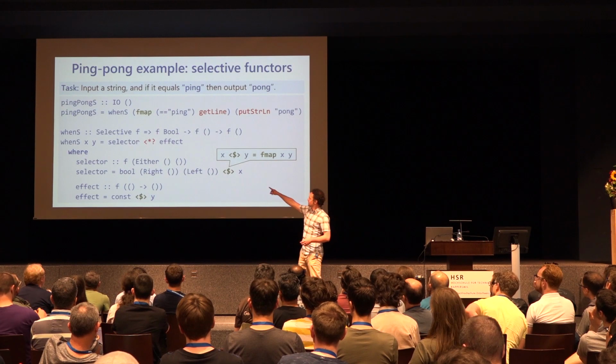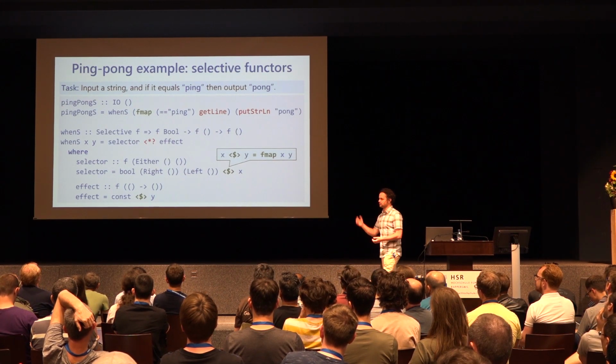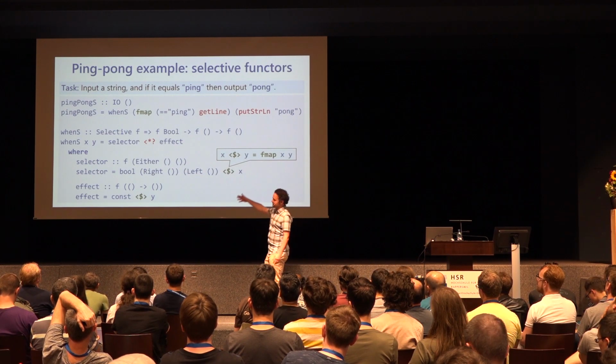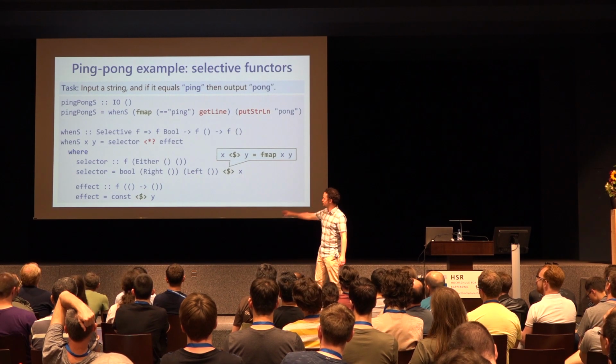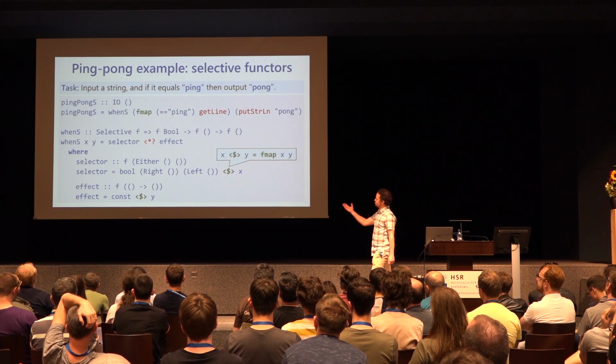So here is a way to implement when S container. We have when M for monads, when S is for selective functors. It's not the prettiest code out there. It requires a bit of thinking about what it's actually doing. It's a bit messy to use all these lefts and rights and eithers. But the main idea is very simple.